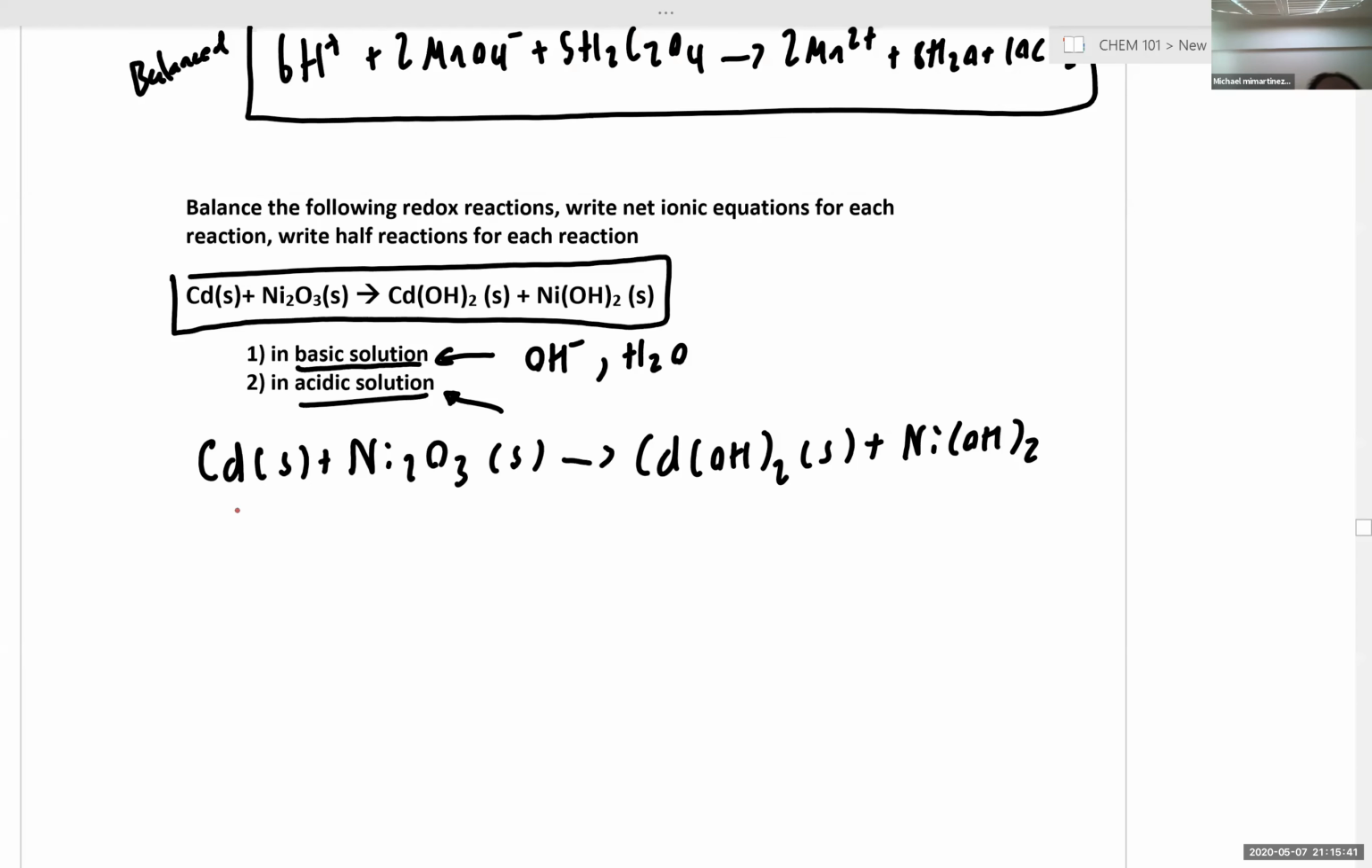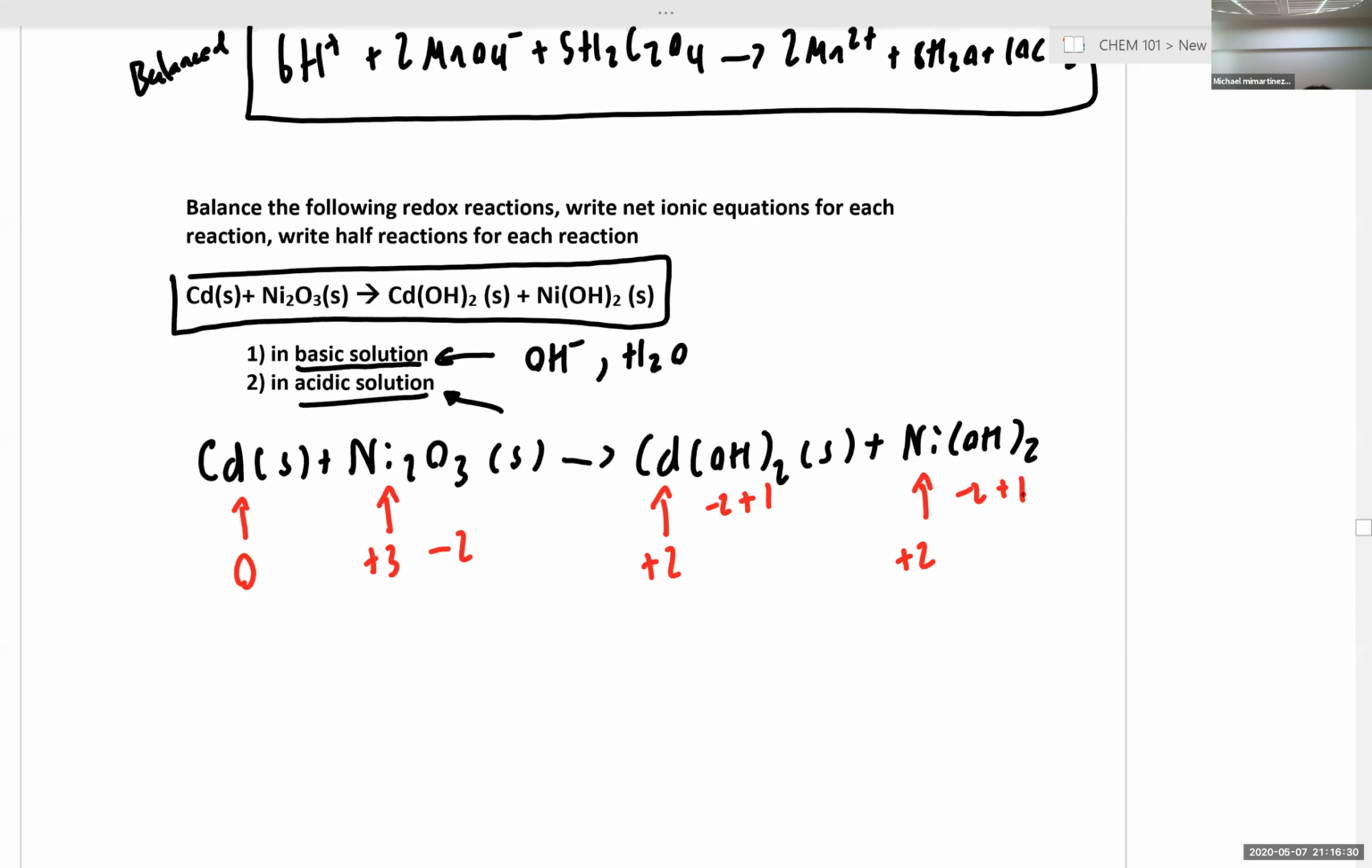What's the oxidation number of cadmium? Pure cadmium, 0, yep. What's the oxidation number of nickel in nickel(III) oxide? +3, yep. Oxygen is -2. What's the oxidation number of cadmium in cadmium hydroxide? +2. Okay, and what's the oxidation number of nickel in nickel hydroxide? Two, yep.